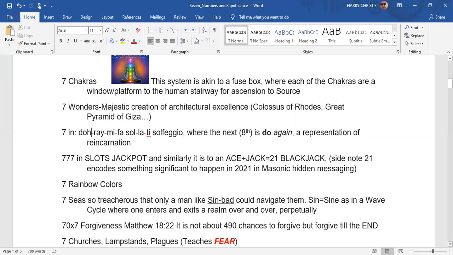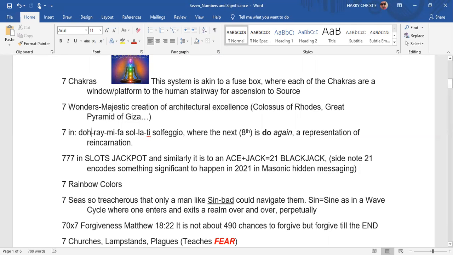How about the 7 solfeggios of the do, re, mi, fa, sol, la, ti? What happens after those 7? Repeated, yeah, it's repeated. So what I can see from that is the 7 is encoding reincarnation. It's telling you that once you have gone through all the steps and you get to the final step, you're going to start over again.